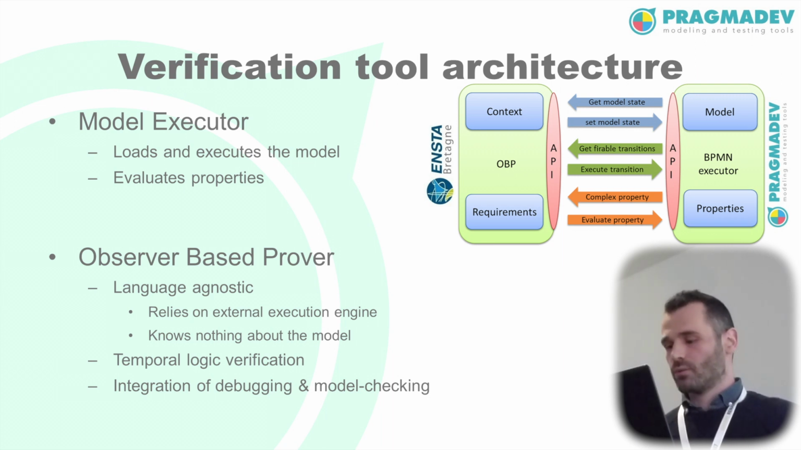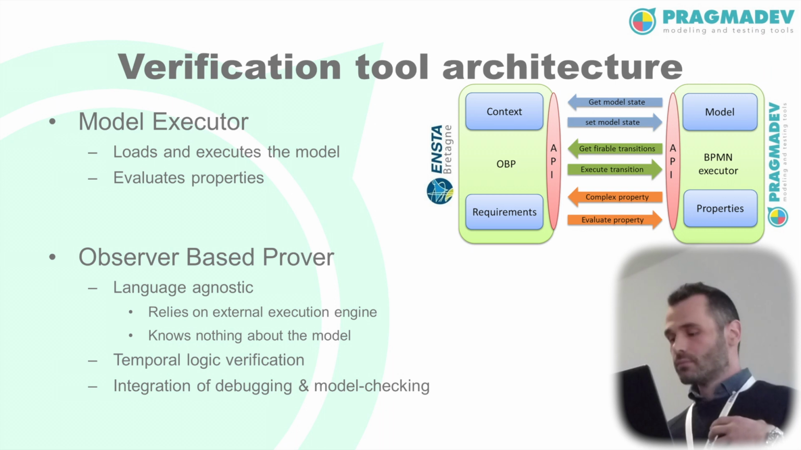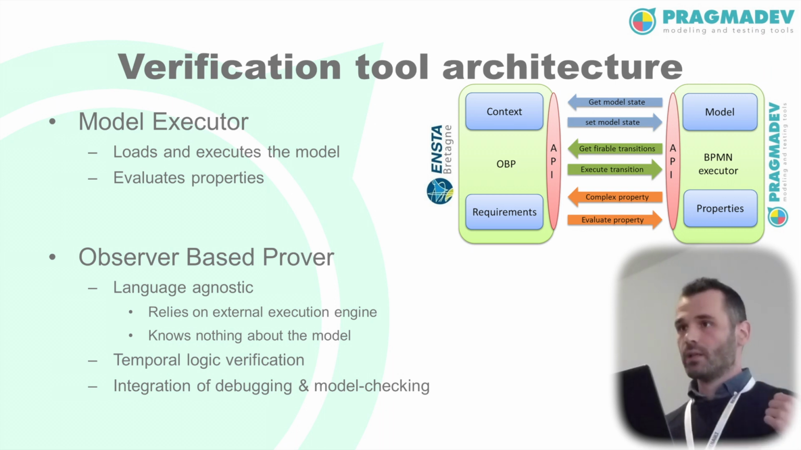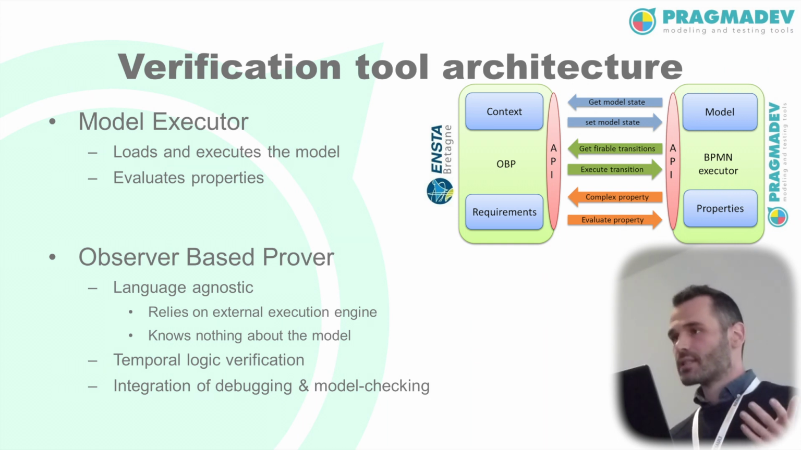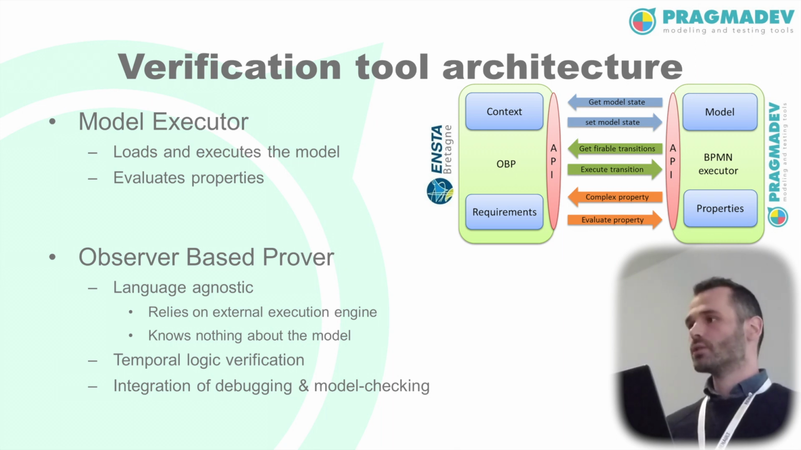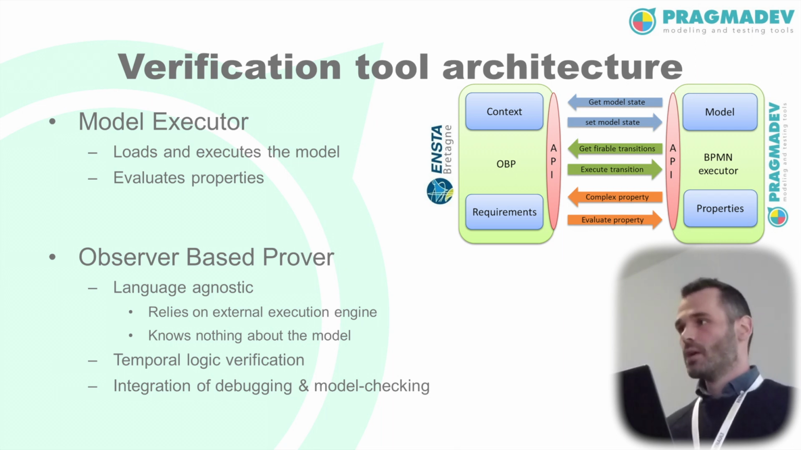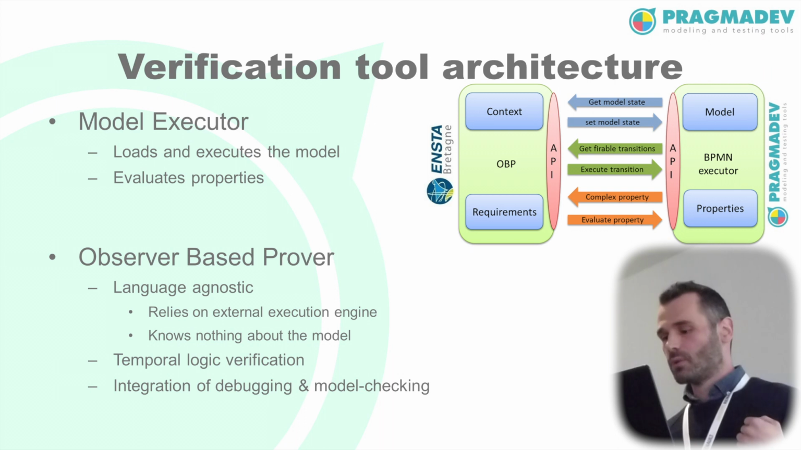to the model executor. So OBP, to control the model execution during a verification, can retrieve the global state of the model execution as shown in the slide, set the global state of the model execution, collect the possible next steps of execution, execute one of these given steps, and so on and so forth. So basically, OBP controls in a certain way how execution advances. But the whole execution semantics is implemented and handled by the BPMN model executor.